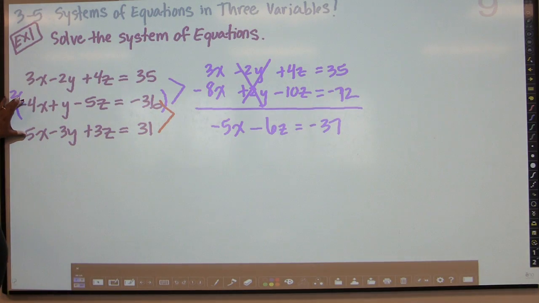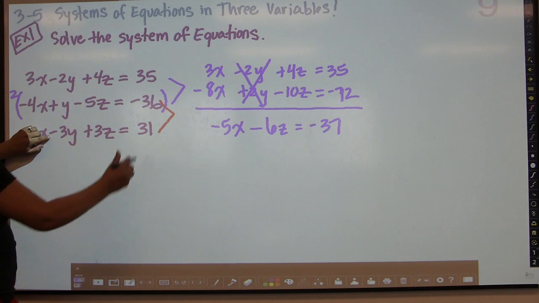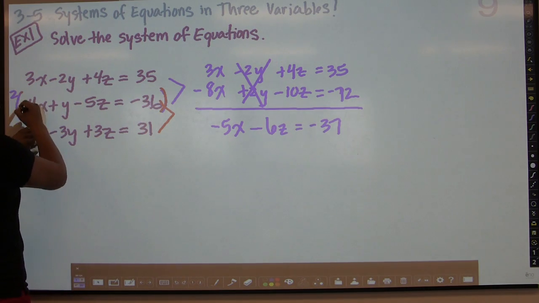But again, I'm looking at my 2 equations. I've got a positive y and a negative 3y. So I'm going to multiply this equation this time by a 3, not a 2.